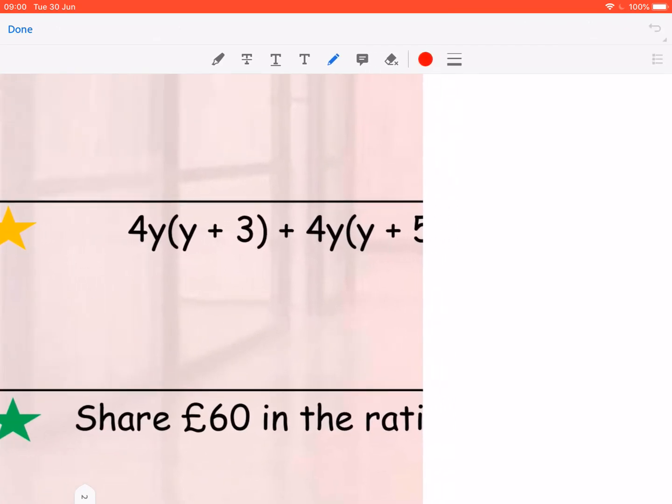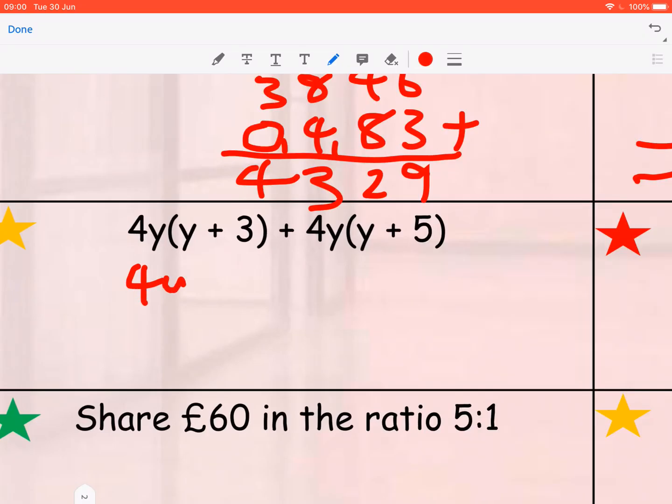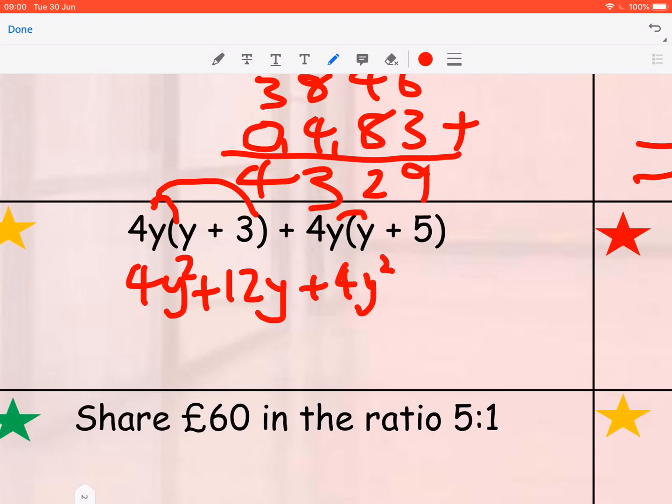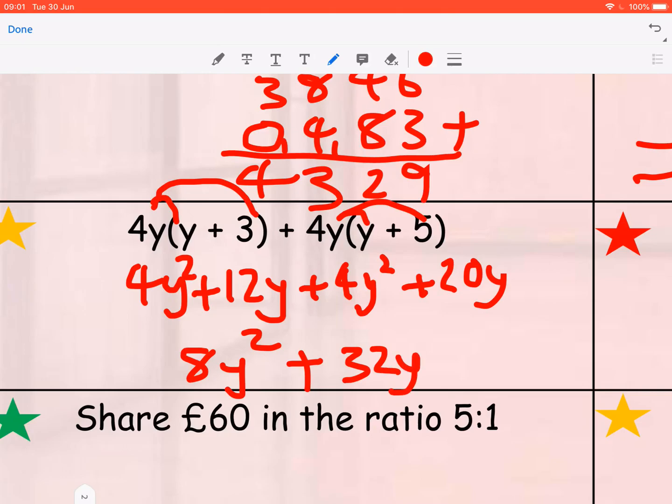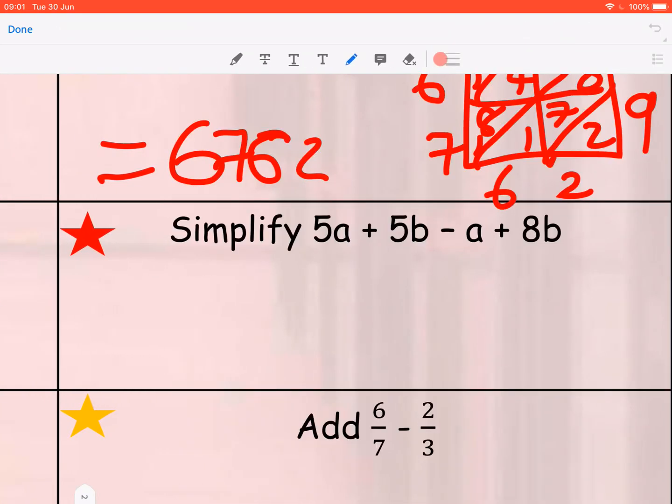Next, 4y times by y is 4y squared, because you've got two y's. 4y times by 3 is 12y. 4y times y is 4y squared. And 4y times 5 is 20y. Once you're there, you just combine the bits that are the same. 4y squared and 4y squared makes 8y squared. 12y plus 20y is 32y. Remember, you can't put those two together. They're completely different. It's impossible. You can't combine them.